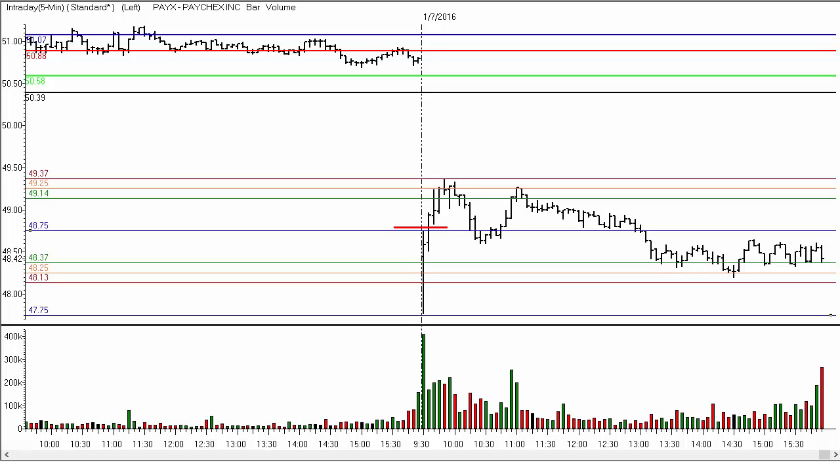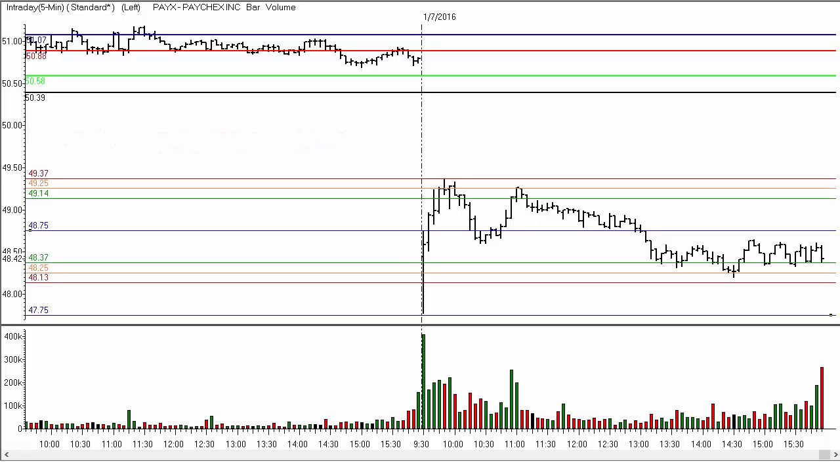We used a $49.23 exit on this one. That was a nice gain. 48 cents per share on a $48 stock. Between our 3 opening gap trades, $2.44 per share in profits for every share traded.